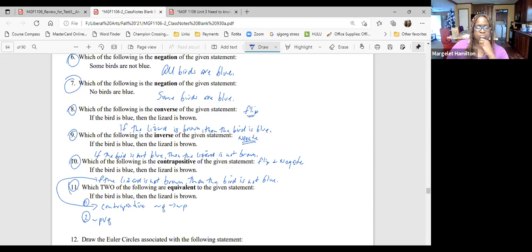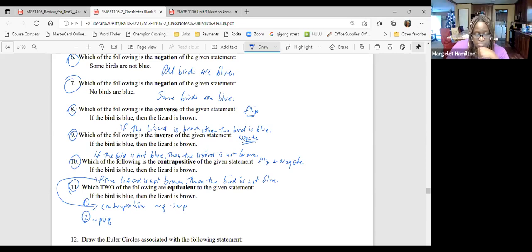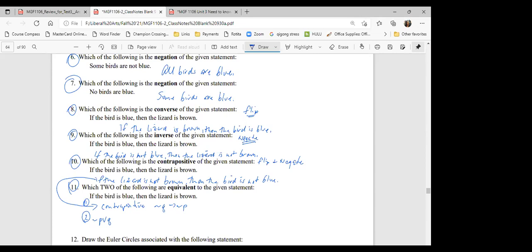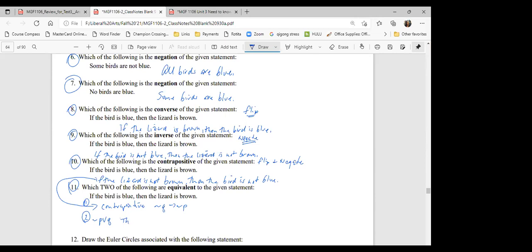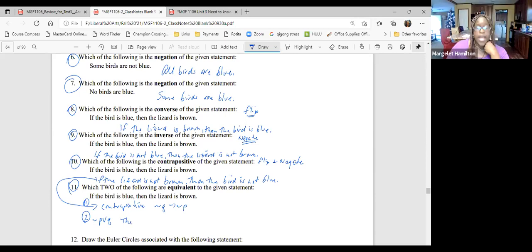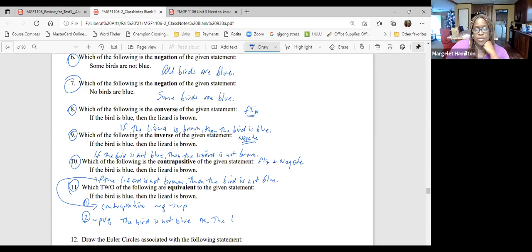What's our negation of P? Give me the statement, the words. The bird is not blue. So not if, but the bird, because it's not an if-then anymore, right? So the bird is not blue, or, and then we leave Q alone. Or the lizard is brown.